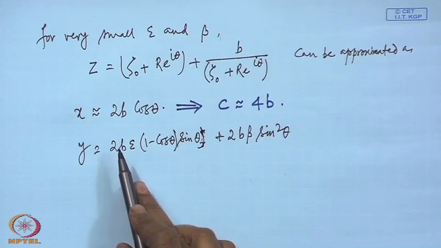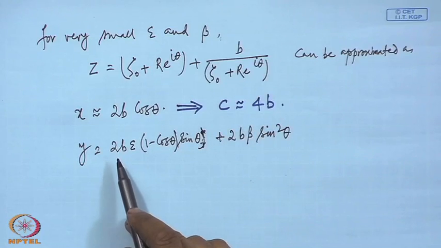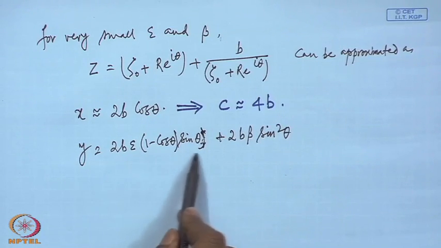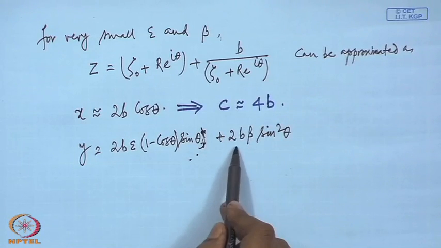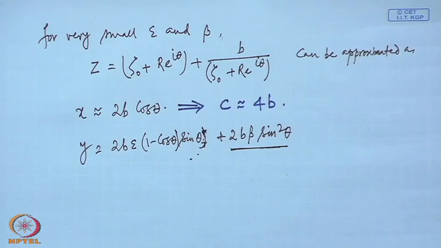Looking to the earlier case, for the symmetric airfoil case, we see that the x has remained the same, meaning the chord length has remained the same. The expression for y has the same first part, but it has been added a term 2b beta sin square theta, which is positive always. Meaning, if we imagine a symmetric airfoil, then on the y coordinate there is a positive addition on the upper as well as on the lower surface.